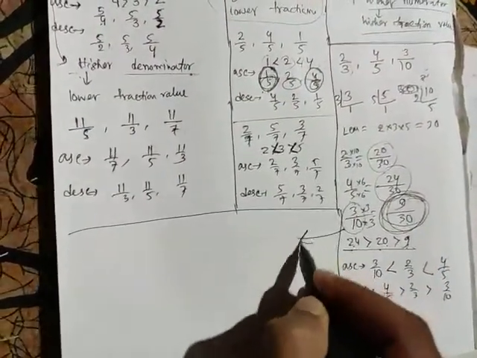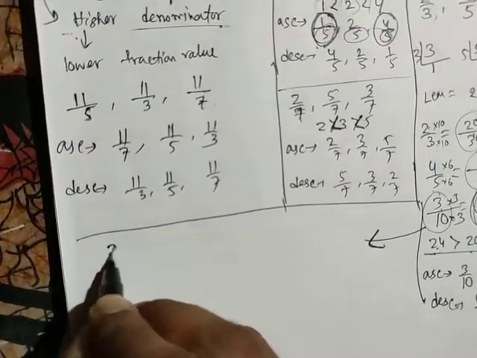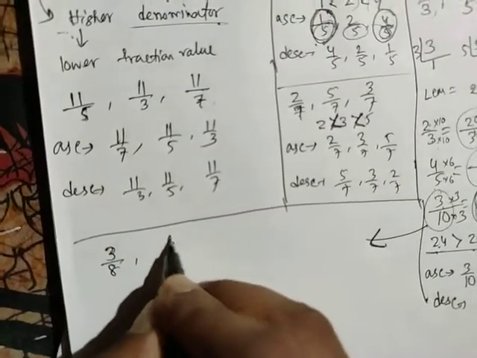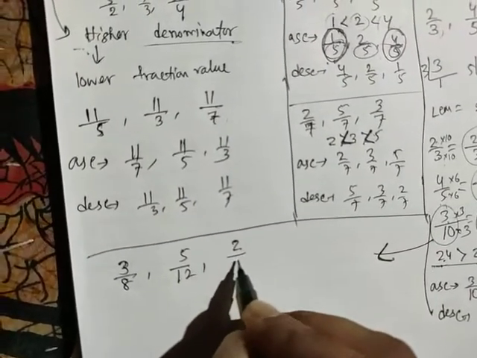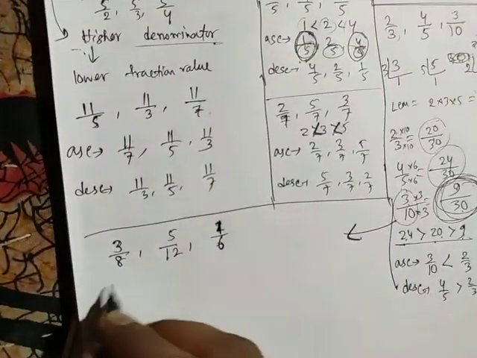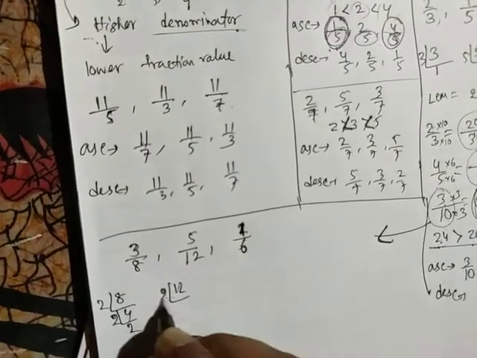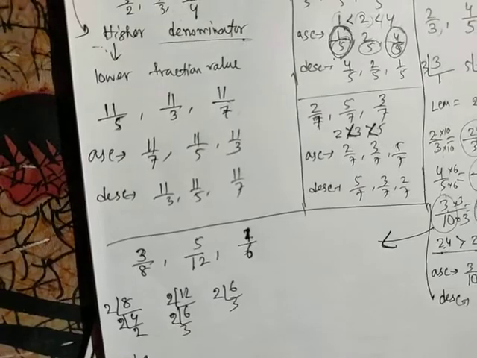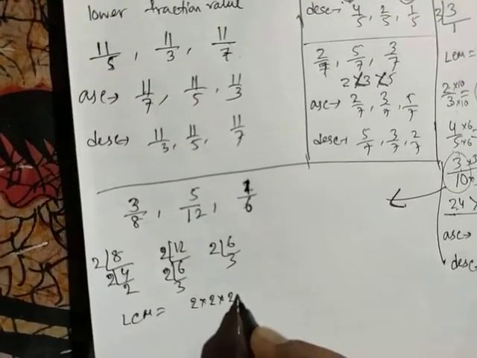I am giving another example. Suppose you have given 3 upon 8, 5 upon 12 and 1 upon 6. Okay, so first you have to calculate the LCM. 8, 2, 4, 2, 2. 12, 2, 6, 2, 3. Next 6, 2, 3. So here LCM is 2 into 2 into 2 into 3.